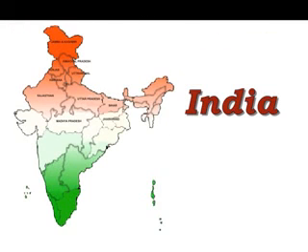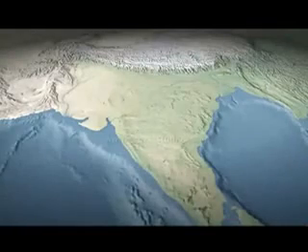India. India is a peninsula of Asia. It lies between the Himalayan mountains in the north and the Indian Ocean in the south.